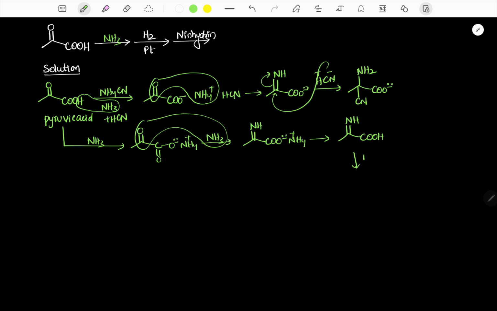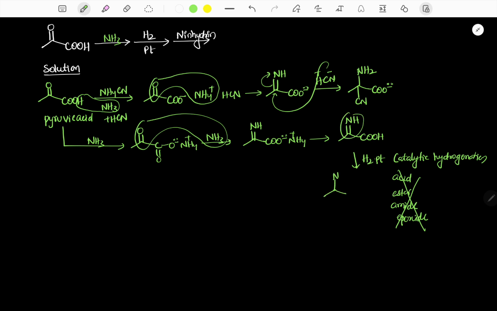Now it is treated with H2 and Pt. It is a catalytic hydrogenation, and we know that in catalytic hydrogenation, carboxylic acid, ester, amide and epoxide functional groups cannot be reduced generally. Therefore the imine undergoes reduction and forms the corresponding alpha amino acid.